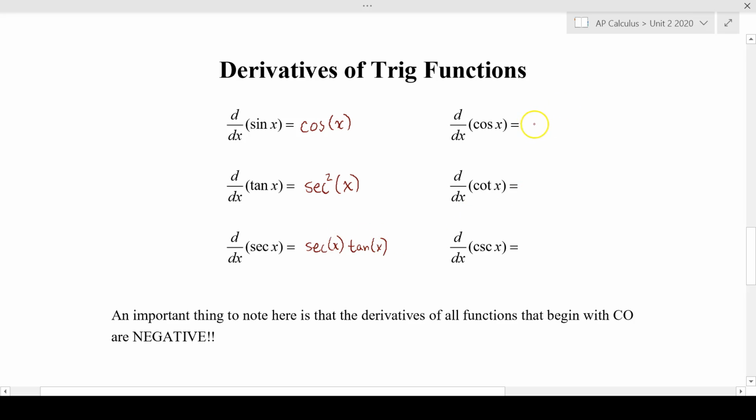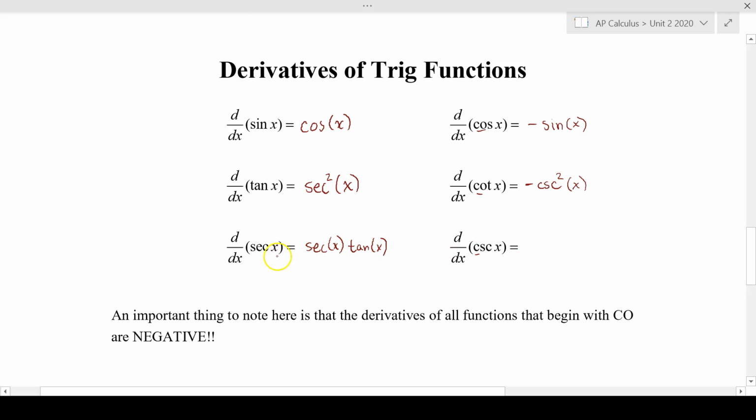Now on the right side of the page, any of these co's, anytime you see a co, that means that we're going to put a negative in front. So negative sine x. Cotangent, so I know it's going to be negative. Now this one says secant squared for this, so over here we're going to say cosecant squared x.